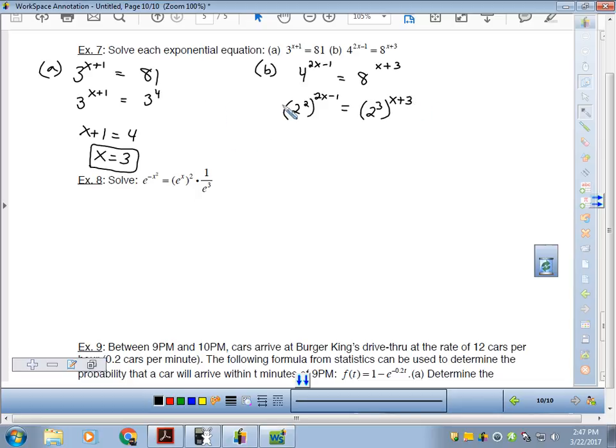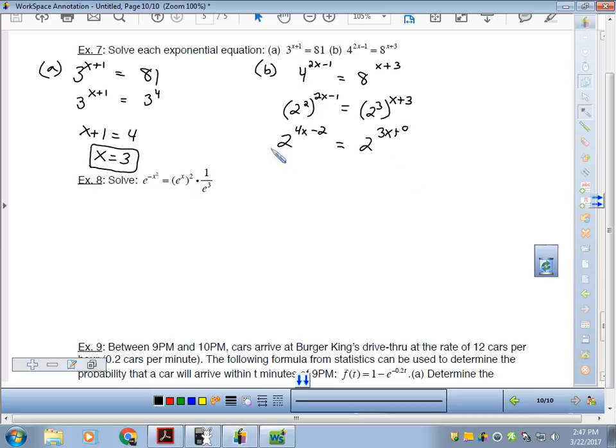Now here's where we need to use our exponent rules. On the left-hand side here, I have a power getting raised to a power. When you have powers raised to powers, you multiply the powers. So I'm going to end up with 2 raised to the 2 times 2x, which is 4x, and 2 times negative 1, which is negative 2. On the right-hand side, I have a power getting raised to a power, so I multiply the powers. So I'm going to have 2 raised to the 3 times x, which is 3x, and then 3 times 3, which is 9.